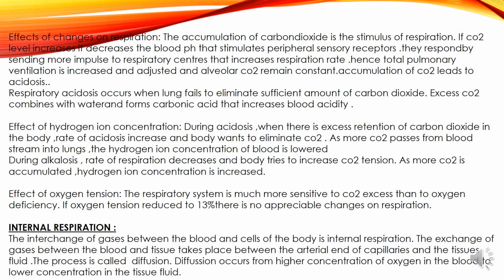Effect of hydrogen ion concentration during acidosis. When there is excess retention of carbon dioxide in the body, the rate of respiration increases to eliminate carbon dioxide. As more carbon dioxide passes from the bloodstream into the lungs, the hydrogen ion concentration of the blood is lowered. During alkalosis, the rate of respiration decreases and the body tries to increase the carbon dioxide tension. As more carbon dioxide is accumulated, hydrogen ion concentration is increased.